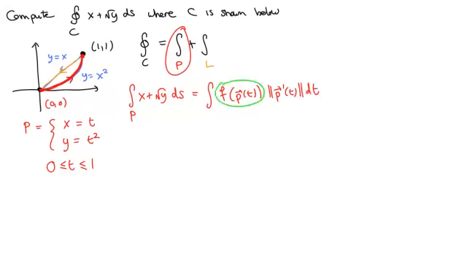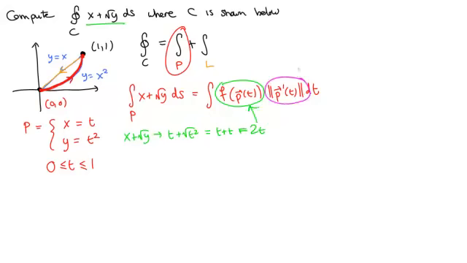This expression right here is simply our integrand, x plus the square root of y, where we've replaced x with t and y with t squared. So that will give us t plus the square root of t squared, or t plus t, or 2t. And so that's this piece right here.